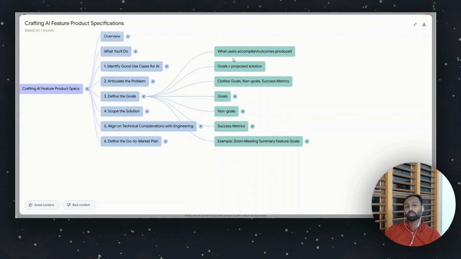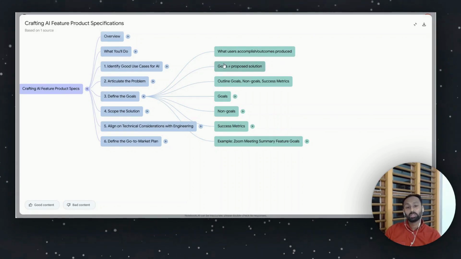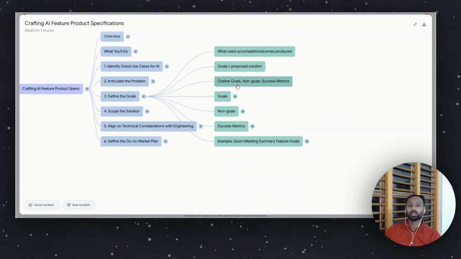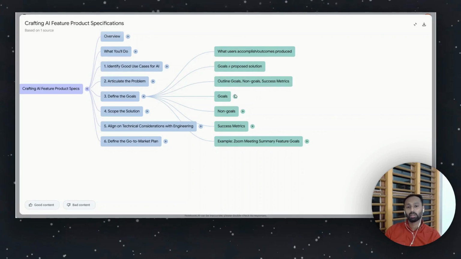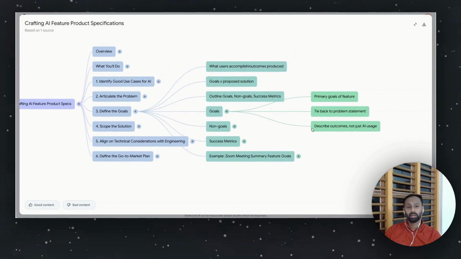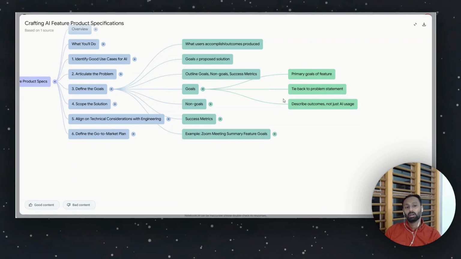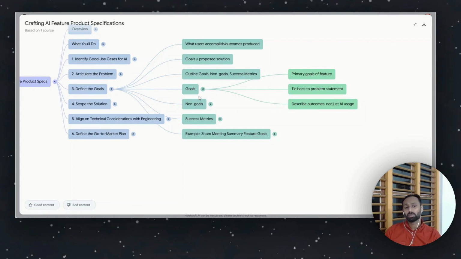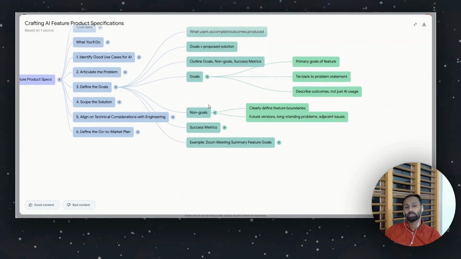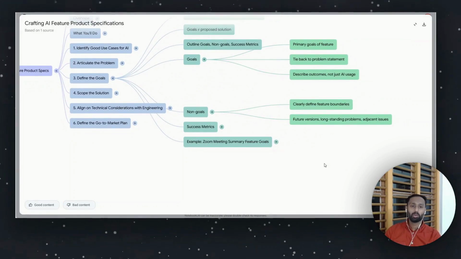So things like, hey, what users accomplish, outcomes produced. Goals are not proposed solutions, right? Outline goals, non-goals, success metrics. In goals, it can be things like, what are the primary goals of the feature? And always describe the outcomes. Non-goals should be things like, what are the things that you don't want to implement, right?